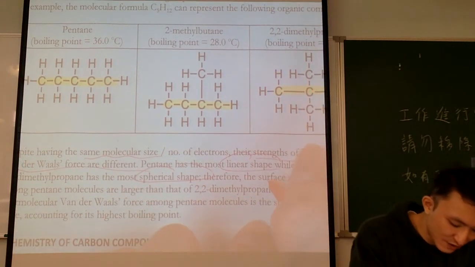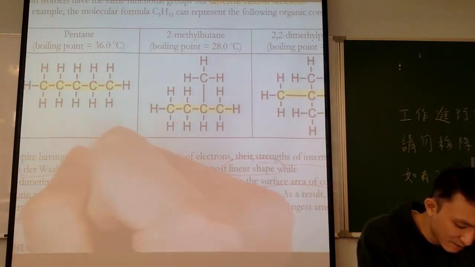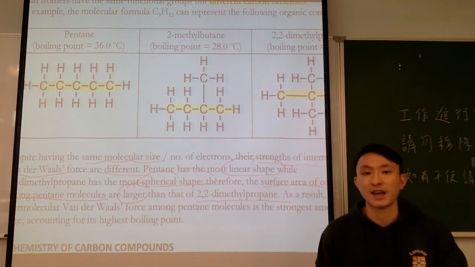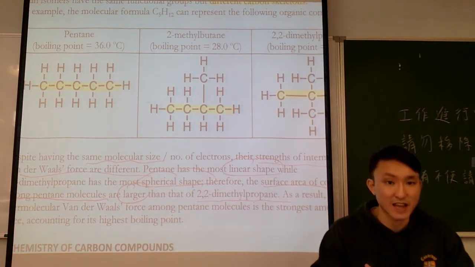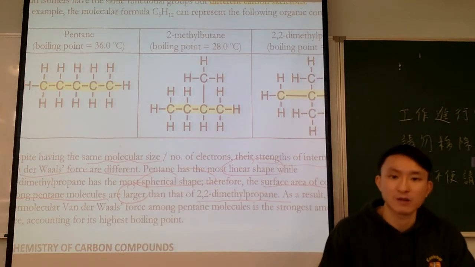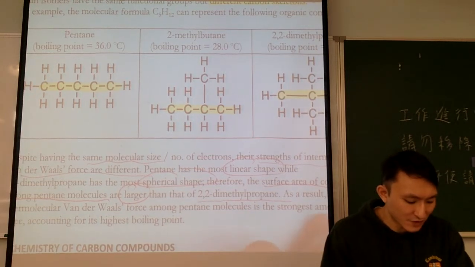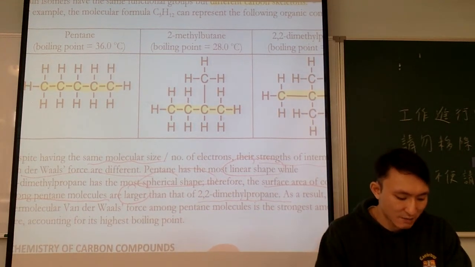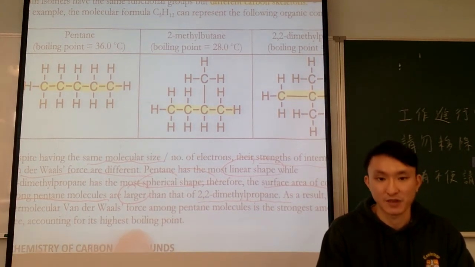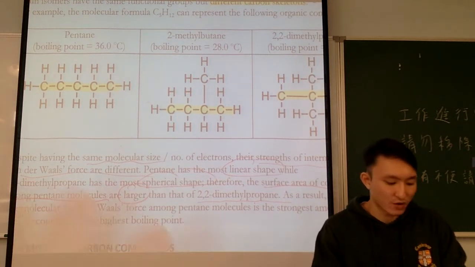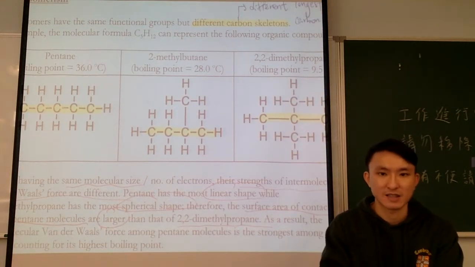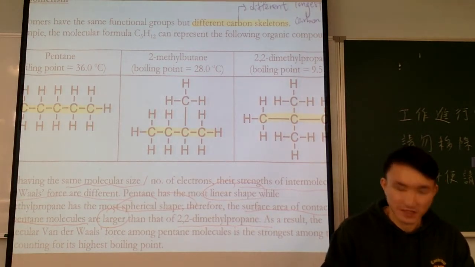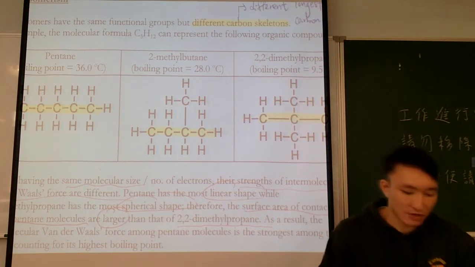Okay, so the surface area of contact among the pentane molecules are larger than that of 2,2-dimethylpropane. So we talk about the surface area of contact for forming the van der Waals forces, and therefore you see the intermolecular van der Waals forces among pentane molecules is the strongest among the 3, accounting for the highest boiling point. And that is also true vice versa for dimethylpropane. Okay? So that explains the difference in physical properties among chain isomers.